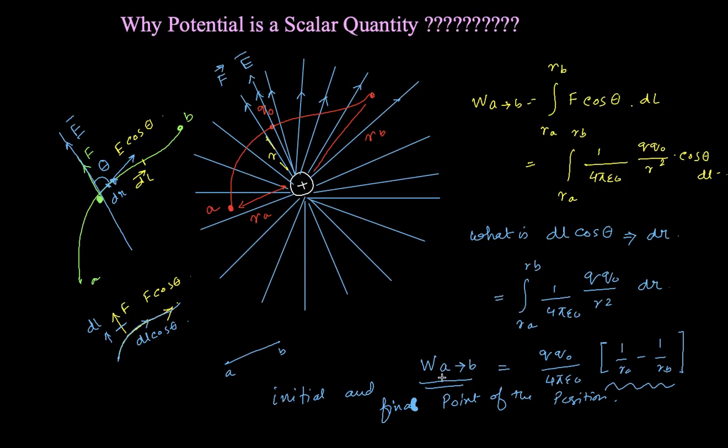A to B is a potential difference. If point A is at infinity, the potential at the initial position is 0, so it becomes WB, that means the potential. If A and B are finite points, then it becomes the potential difference. Whatever it is, potential or potential difference, both are scalar quantities. This is the exact physical representation of the potential as a scalar quantity.